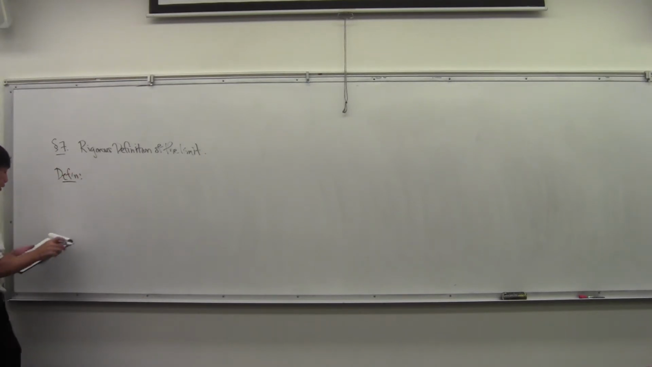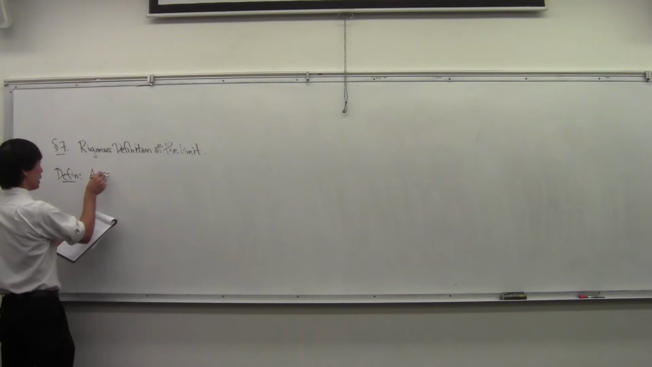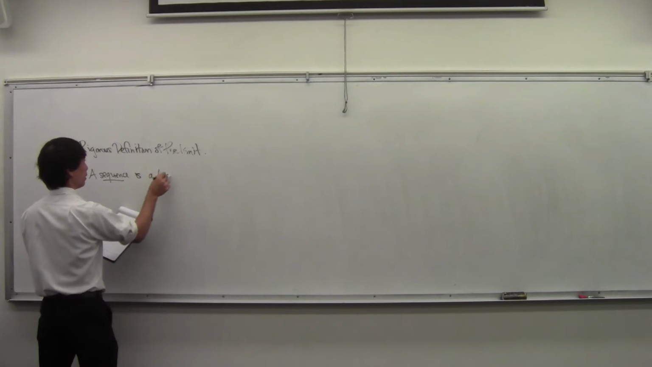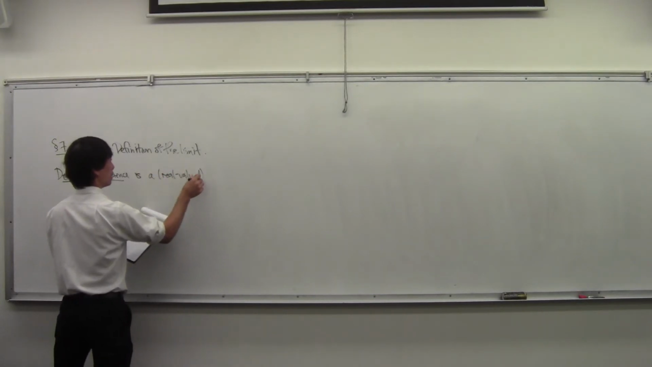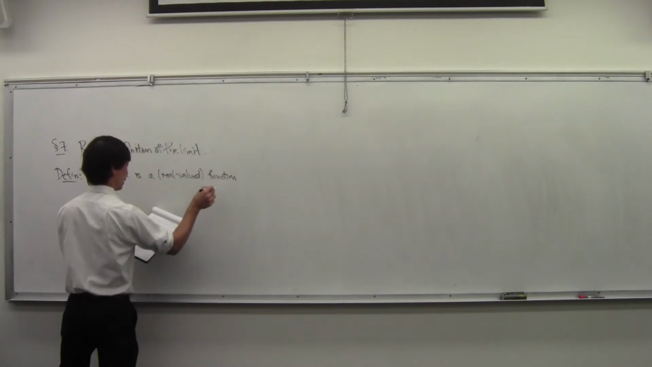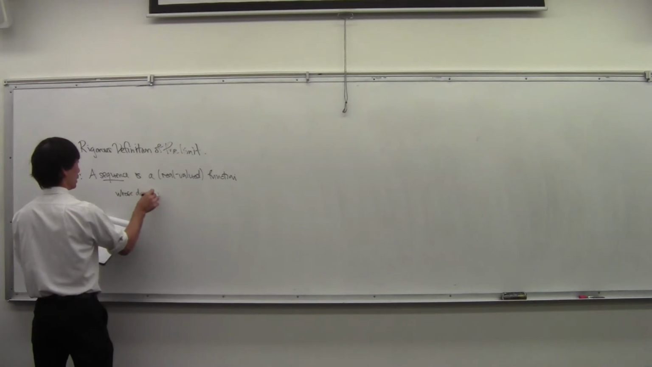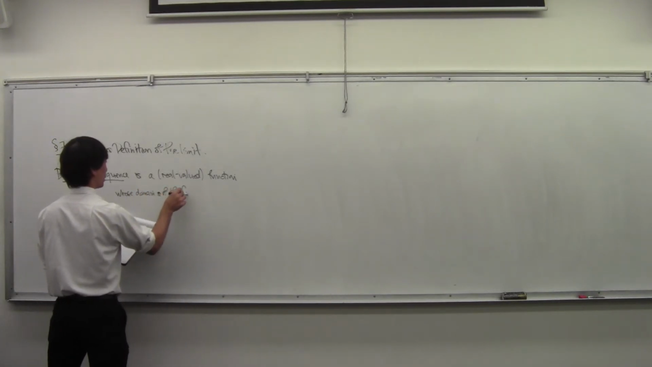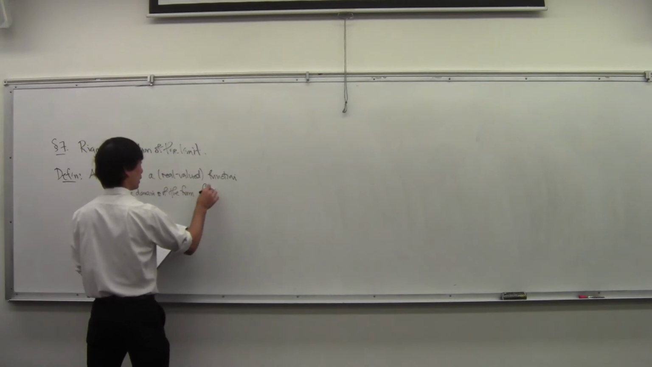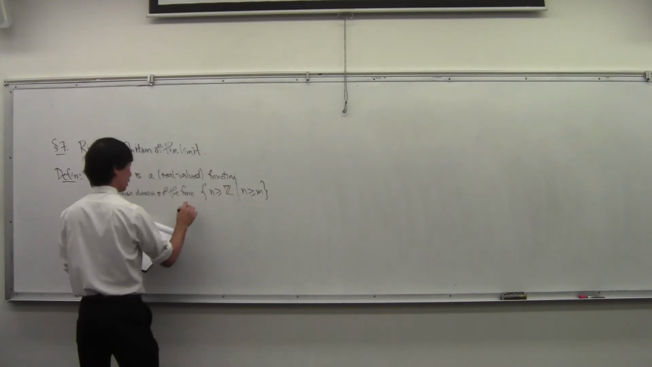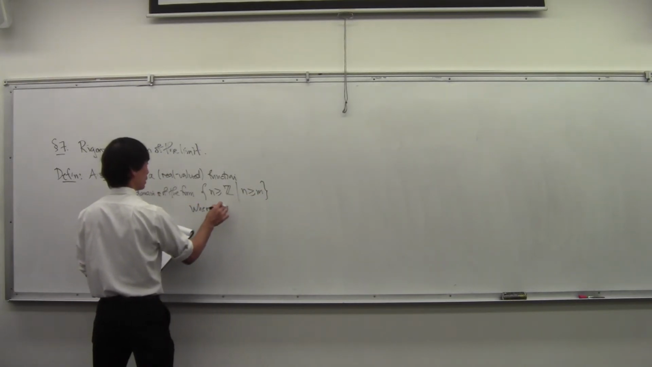We're going to define, initially at least, limits for sequences. And maybe you've seen this before, so let's get to it. A sequence, I'm sure you've all seen this stuff. A sequence is a real valued function whose domain is of the form integers where you start off from some m, where m is some fixed integer.